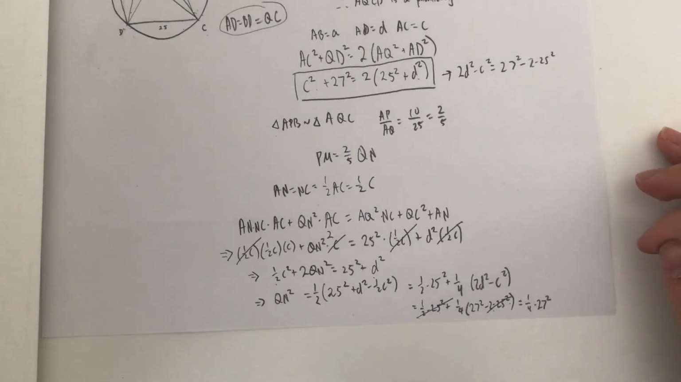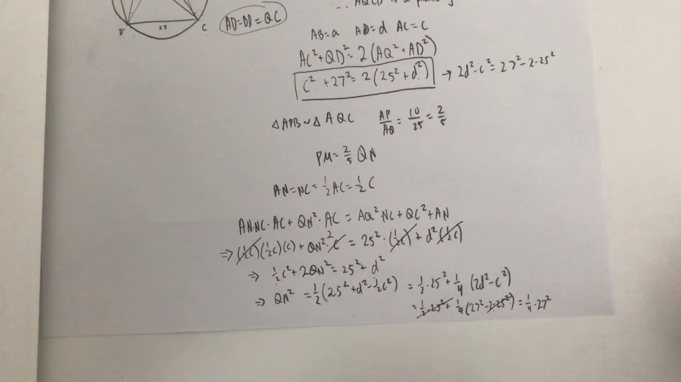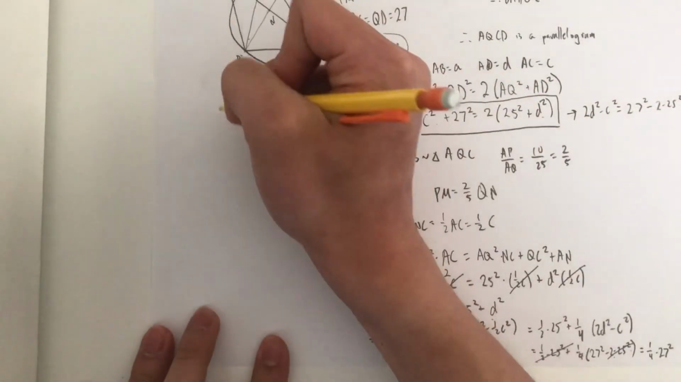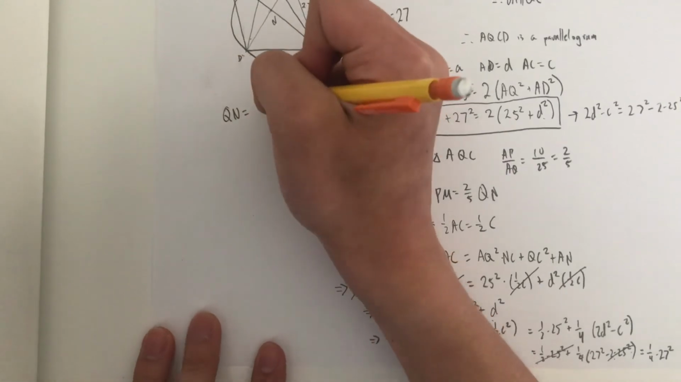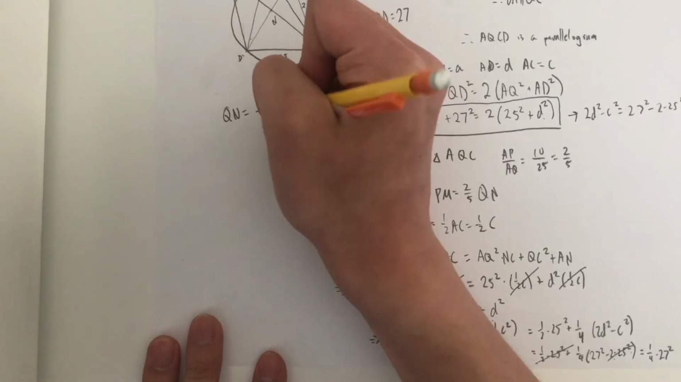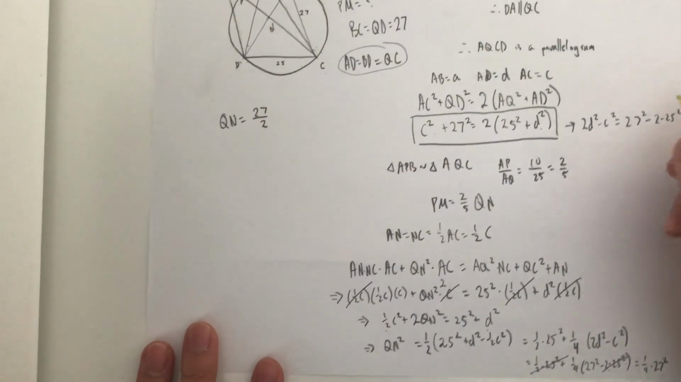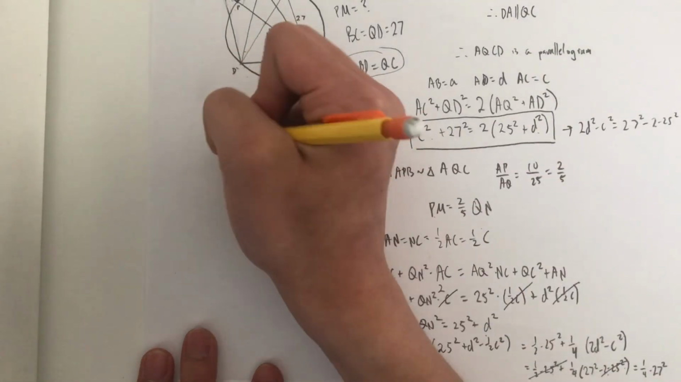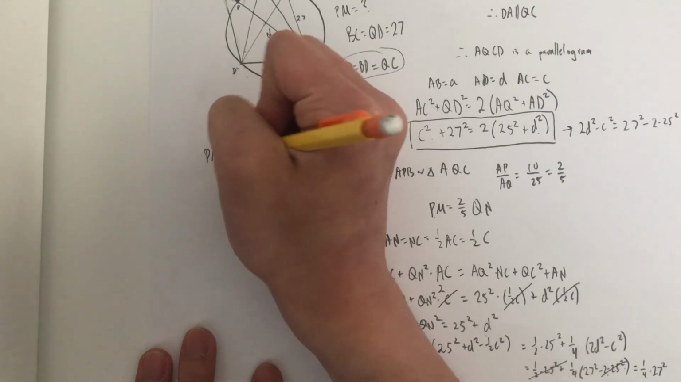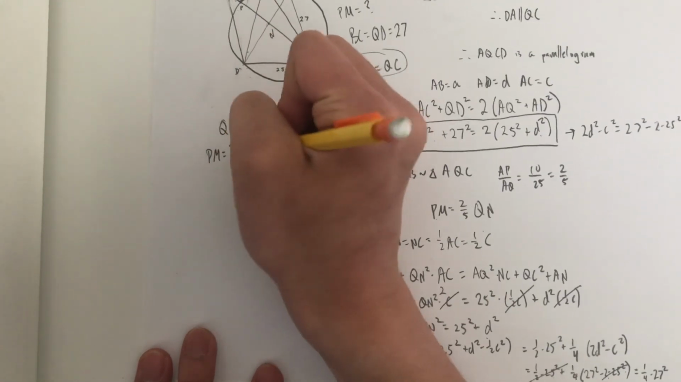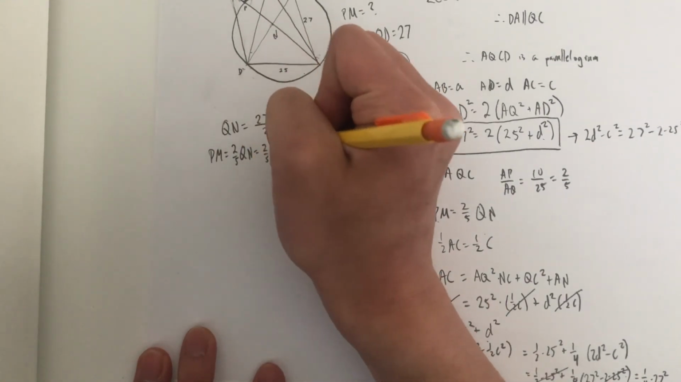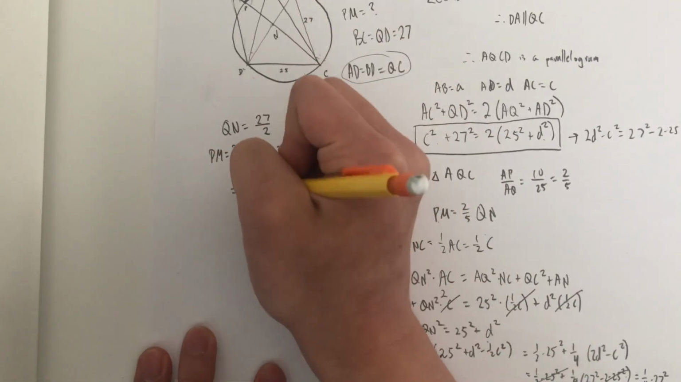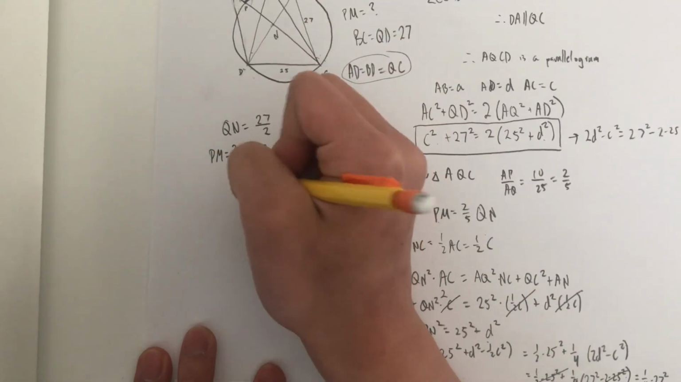So if we just take the square root of this, the square root of 1/4 is 1/2, and the square root of 27 squared is 27. So that ultimately leaves us with QN equals 27 over 2. And remembering that we want PM, which is 2/5 of QN, that's simply PM equals 2/5 QN equals 2/5 times 27 over 2, equals 27 over 5, which is our answer.